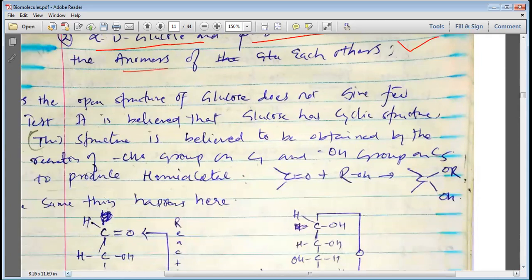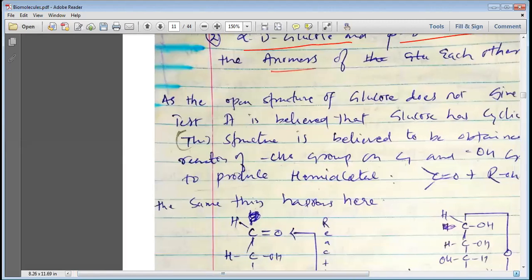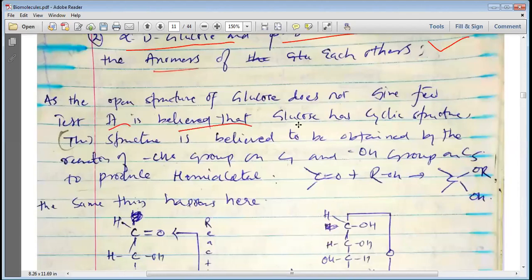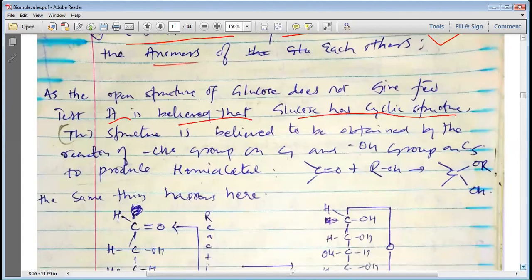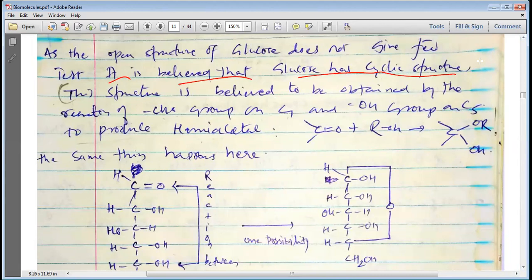Now, my dear students, as the open structure of glucose does not give a few tests, it is believed that glucose has cyclic structures also. We have seen that some tests of the carbonyl group are given by glucose and some are not. So glucose may have the open chain structure as well as cyclic structures. The cyclic structures are believed to be obtained by the reaction of the aldehyde group on C1 and the OH group on C5.